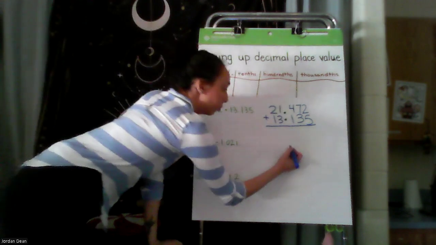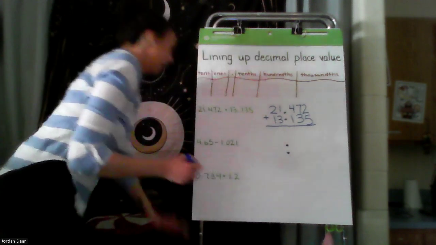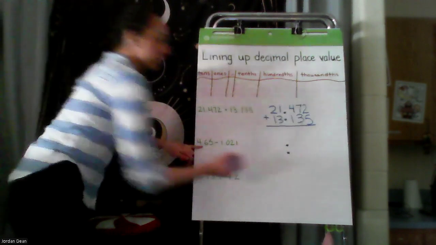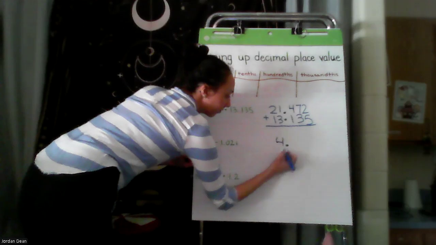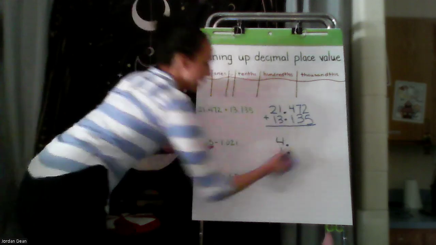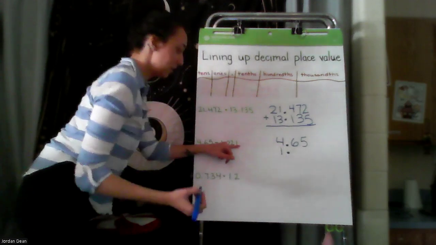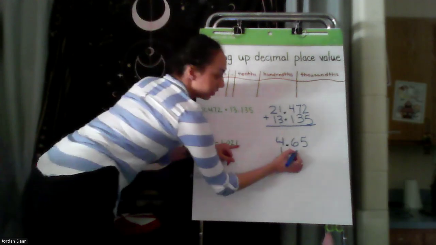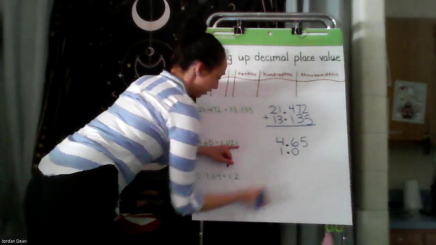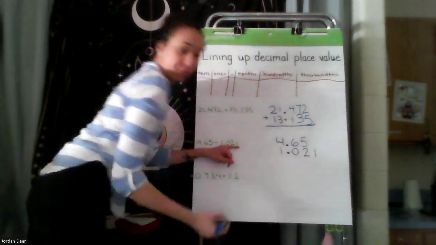So first we'll still put our decimals down, and then I'm still going to start with my whole numbers. So I have a 4 and a 1. I want to make sure those are lined up. And then I have 65 hundredths. And in my bottom number, I have 21 thousandths. We're going to line up that 0 with our 6, 2 with our 5, and then 1.